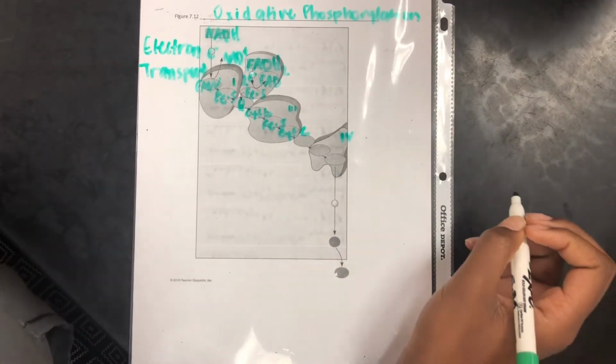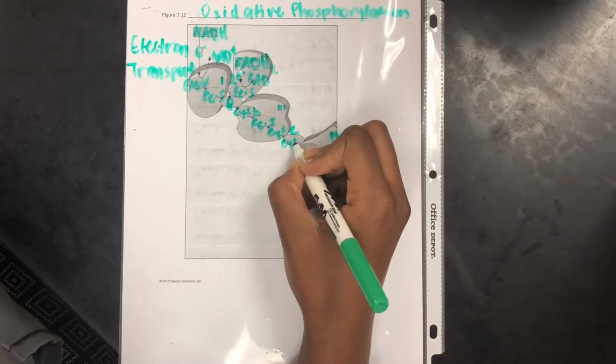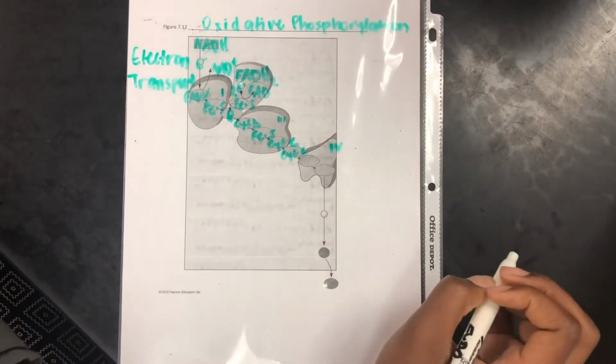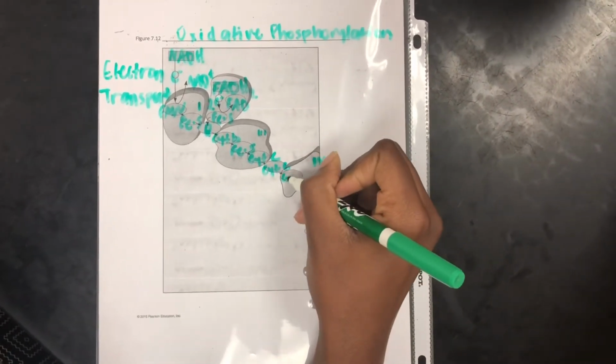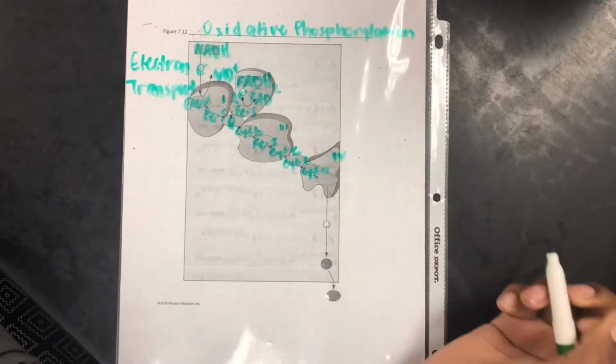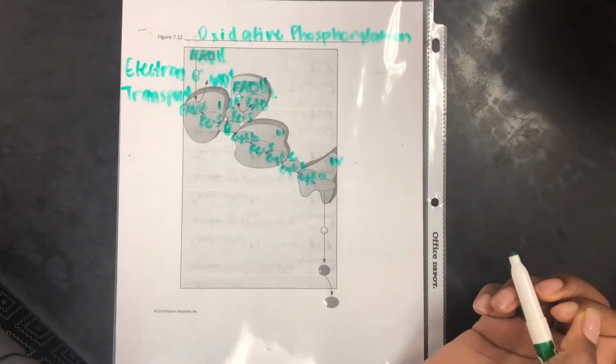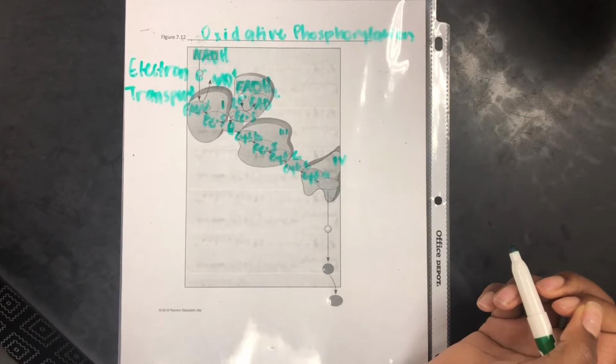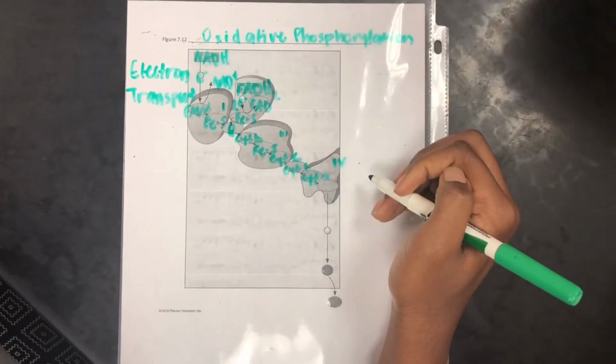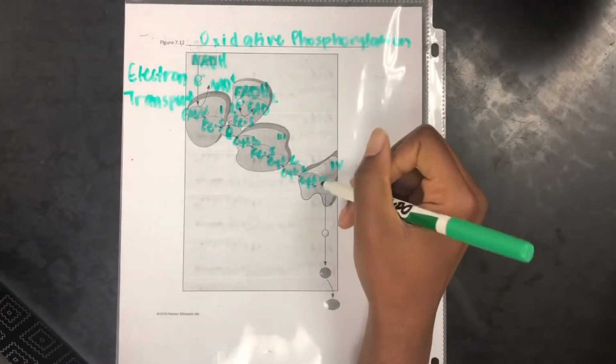Complex 4. The received electron is accepted by molecular oxygen to yield a water molecule. This conversion occurs in the presence of copper ions and drives the oxidation of the reduced cytochrome C. Protons are pumped out during the course of this reaction.